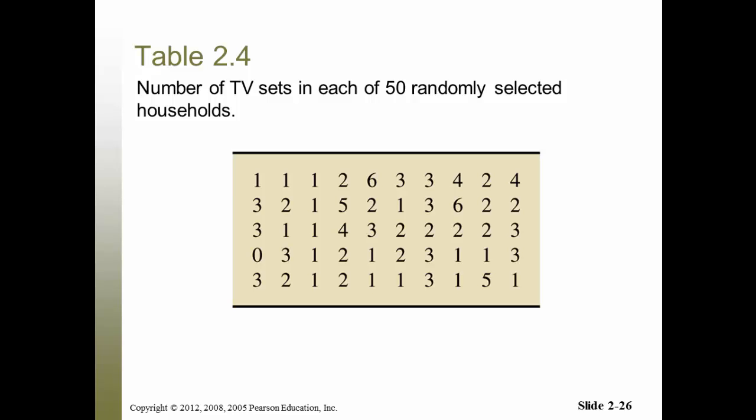We have a lot of numerical observations, and we could take an average of these. So we could add them all together and find out how many televisions there were in all 50 homes. So that's how we know that this is a quantitative variable. And since these are counted items, that makes it a discrete variable.